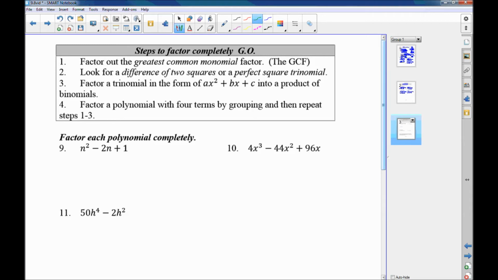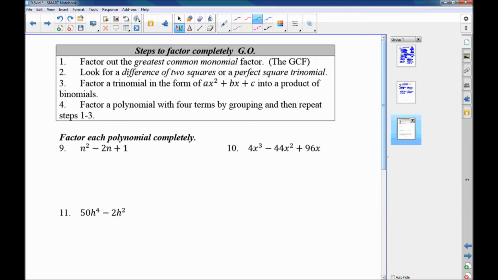Okay, on our last page, we have a little graphic organizer to tell us the steps to factor completely. Step number 1, factor out the greatest common monomial factor. So look for anything that will divide into all the terms, okay, and then undistribute it.